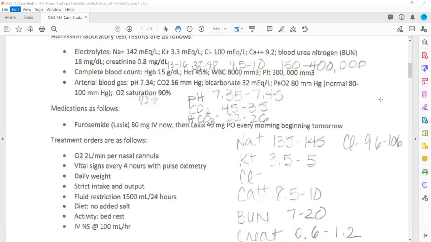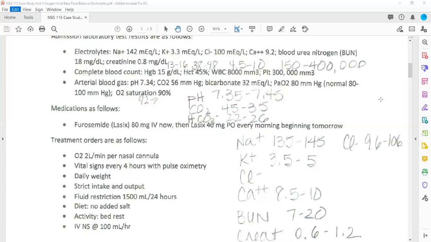So it looks like some of our interventions are going to be working at improving oxygenation and pulling water off of this patient, decreasing fluid intake, and then we can get a truly accurate picture of electrolytes. So we always want to correct fluid balance before replacing or pulling off electrolytes, okay? So let's look at his medication. It says furosemide, which is Lasix, 80 milligrams IV now, and then Lasix 40 milligrams PO every morning beginning tomorrow.